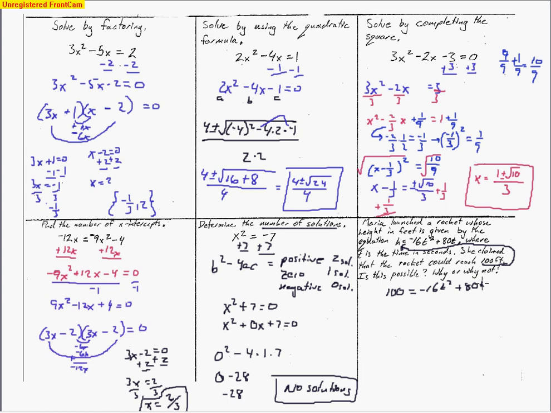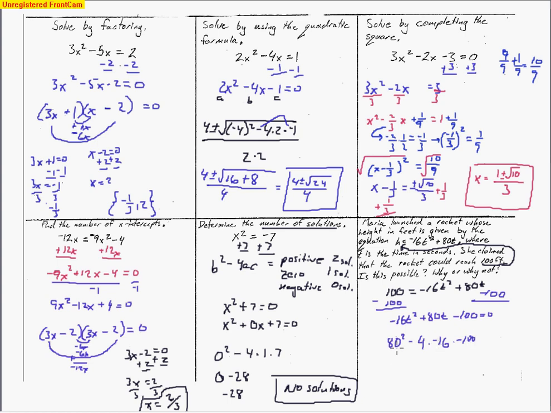And then from there, we're going to set this equal to 0, because we're going to use the discriminant, just like we did on that last problem. And so we'll take away that 100 from both sides. So now we've got negative 16t squared plus 80t, and then minus 100, and this all equals 0. So now we've got our a, b, and c values. We're going to substitute into our discriminant. So we've got 80 squared minus 4 times negative 16 times my negative 100.